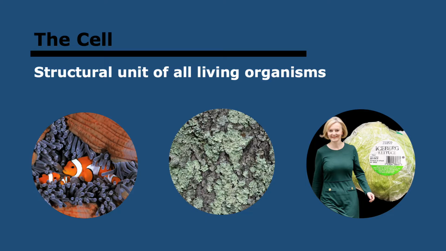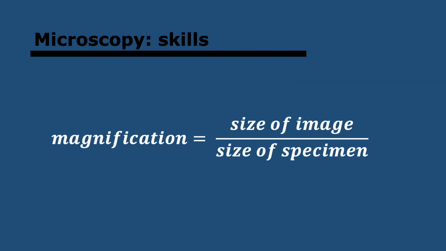So the fish, the moss, Liz Truss, the lettuce that outlasted Liz Truss in office, they're all made of cells. A 70-kilogram human has about 40 trillion cells, and each one will be specialized for different functions. And that's what the cell theory states, that all living organisms are made of cells. There's a few exceptions, but it's still considered to be true for the most part.